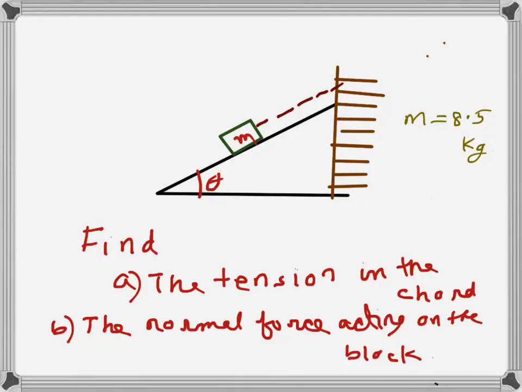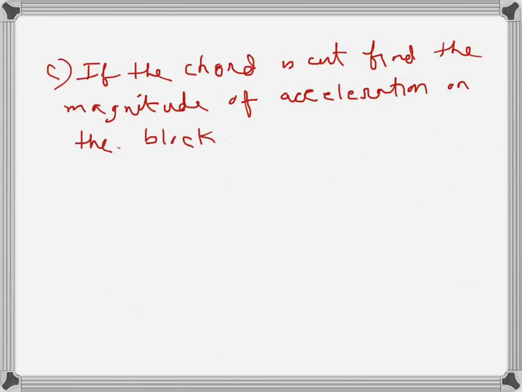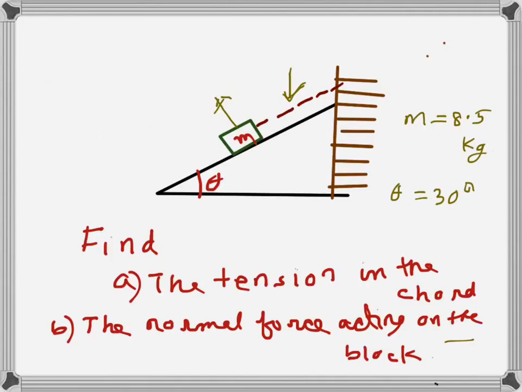Here we have an object of mass m equal to 8.5 kilograms supported by a cord on an inclined slope. The inclination of the slope, theta, is 30 degrees. We need to find a few things. First, the tension in the cord. Then the normal force acting on the block. And finally, if the cord is cut, find the magnitude of the acceleration of the block.